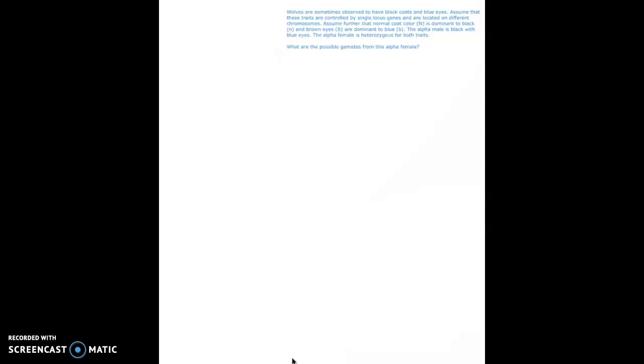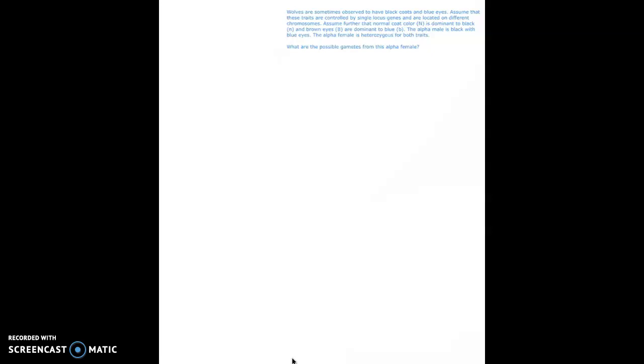But it says wolves have a normal coat color, big N, that's dominant over the black, and brown eyes, big B, are dominant over little b. Okay, so I'm going to work on this problem by writing out what I know.